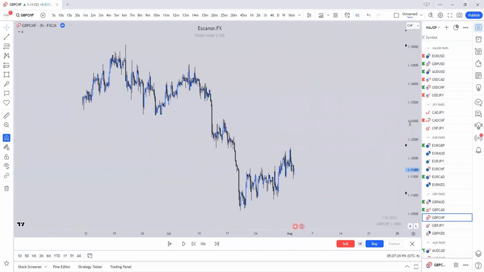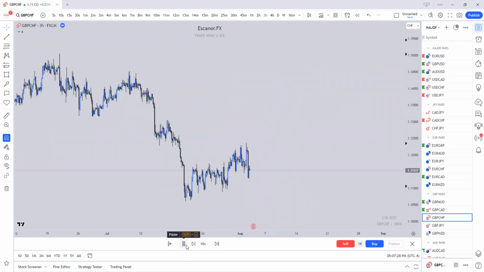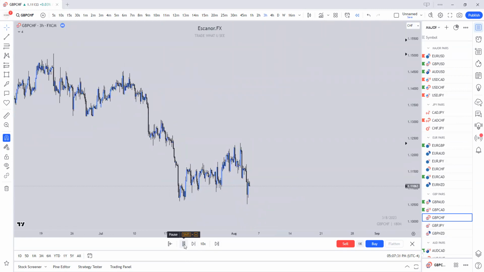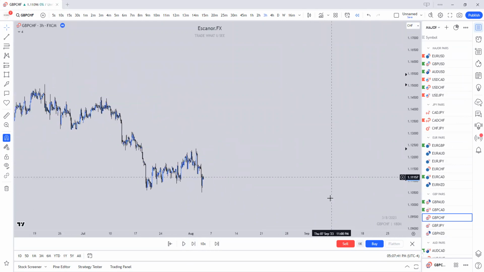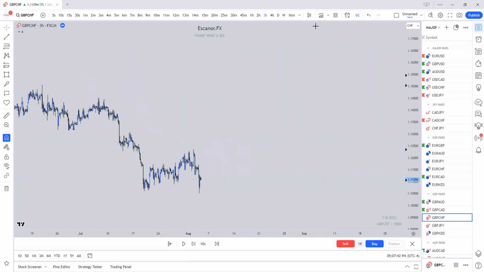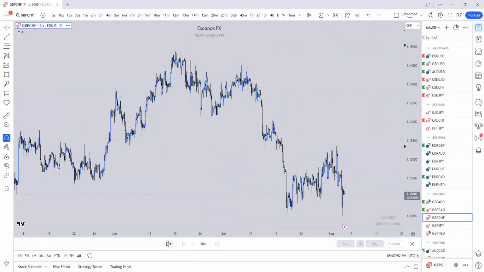So on the 3 hour, exactly on the 3 hour time frame, price come to this. So just sorry, just my trading view. Okay. Okay, let's come back to GPP-CHF. So let's come back here.